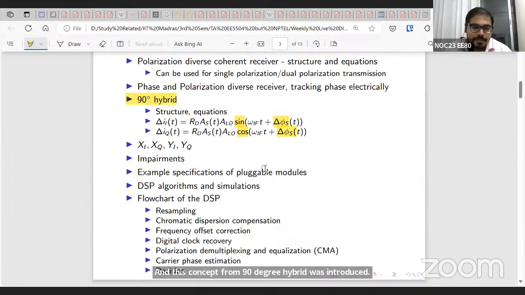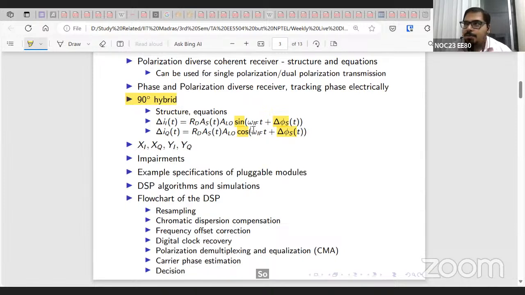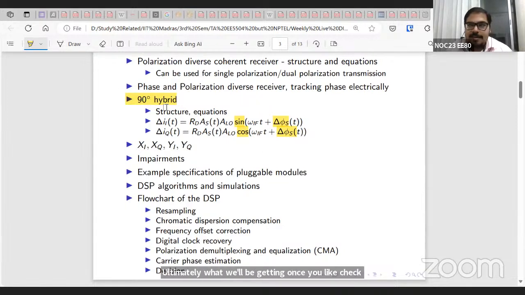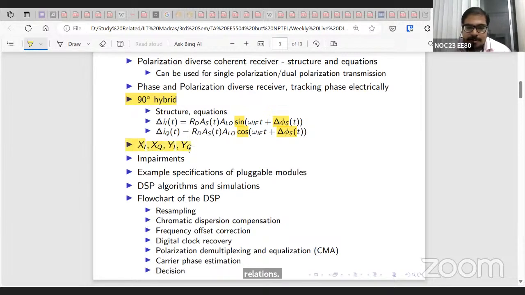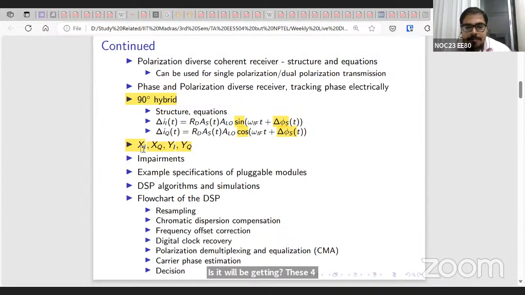So ultimately, once you check the structure for this 90-degree hybrid for both polarizations, what we'll be getting is these four streams of complex data. So that data you can process using digital signal processing techniques.